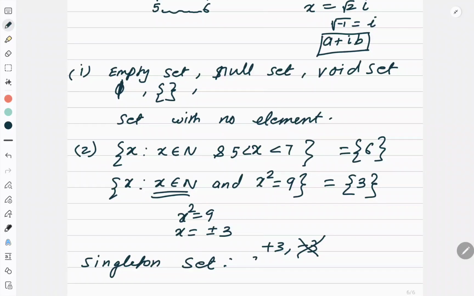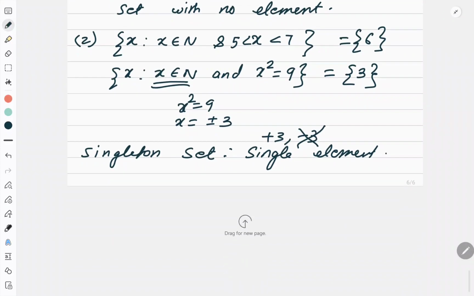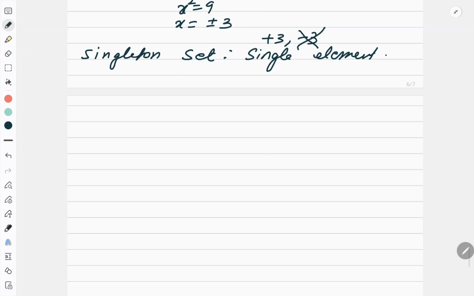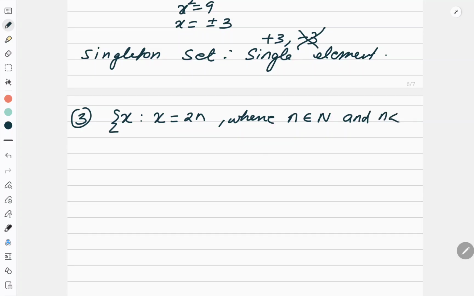Okay. So the set with a single element is called a singleton set. Right? Now, next question. Now tell me one thing. If I ask you {x such that x is equal to 2n, where n belongs to capital N and n is less than 6}, how will you write the roster form of this set?